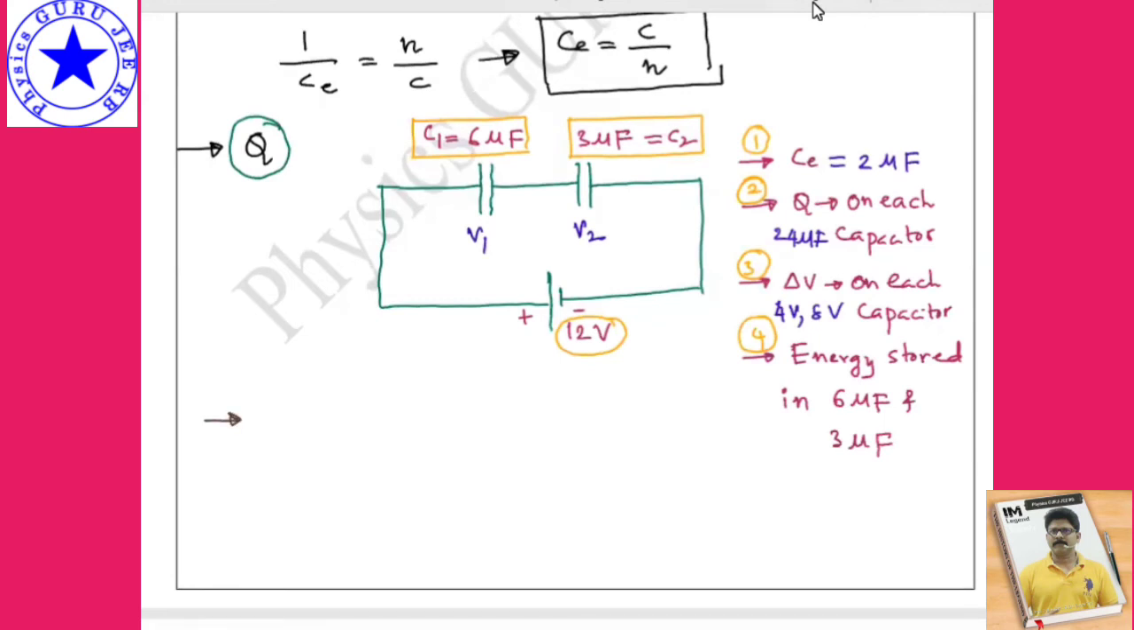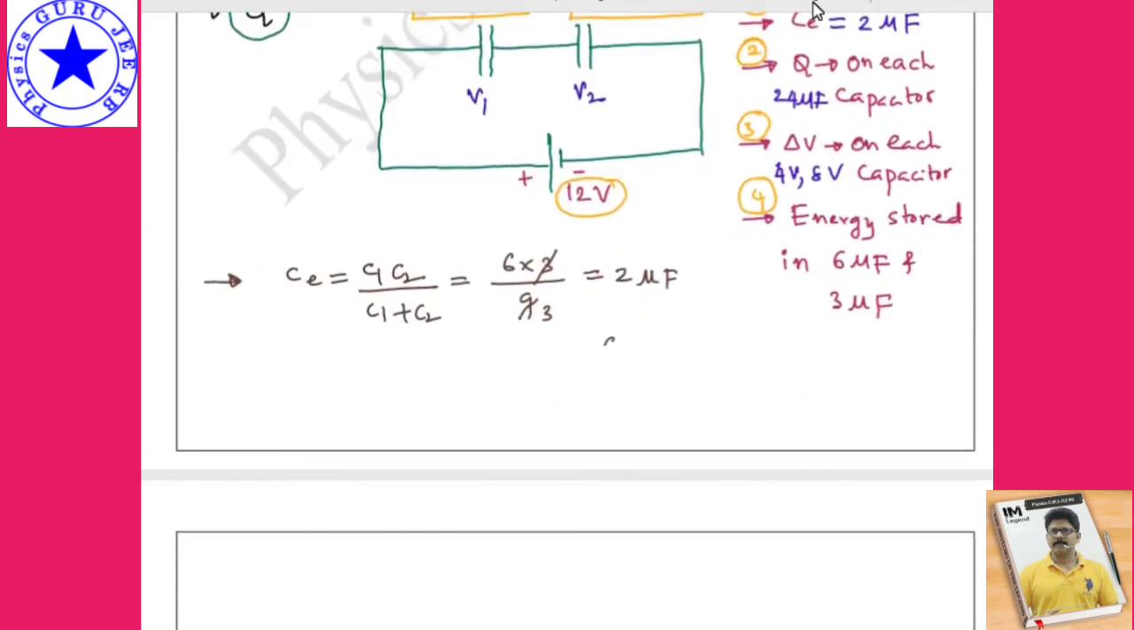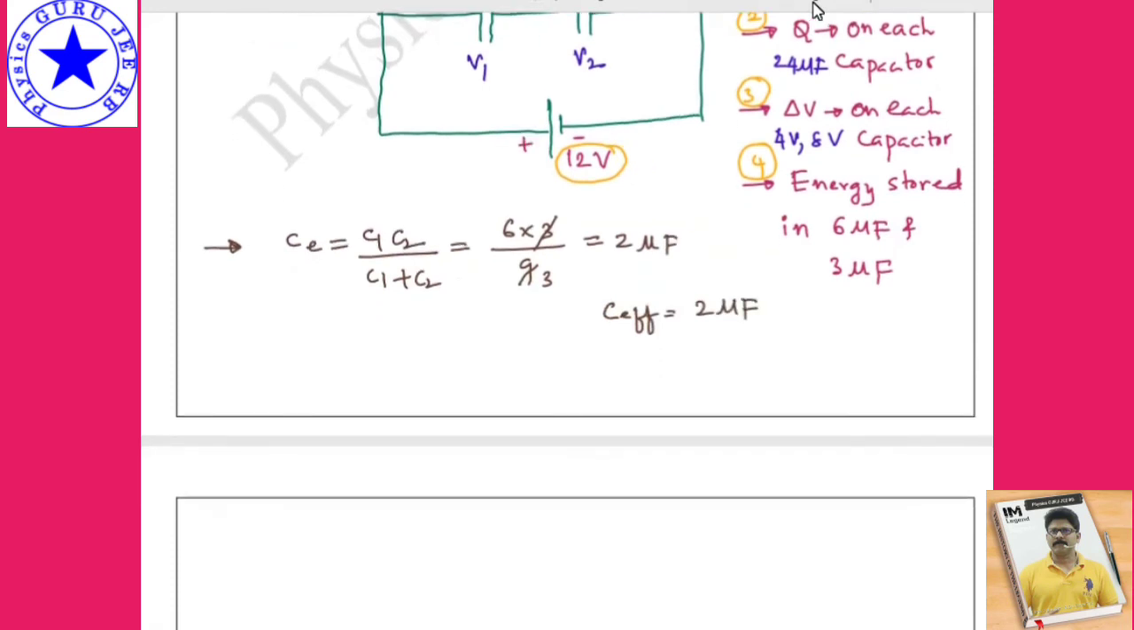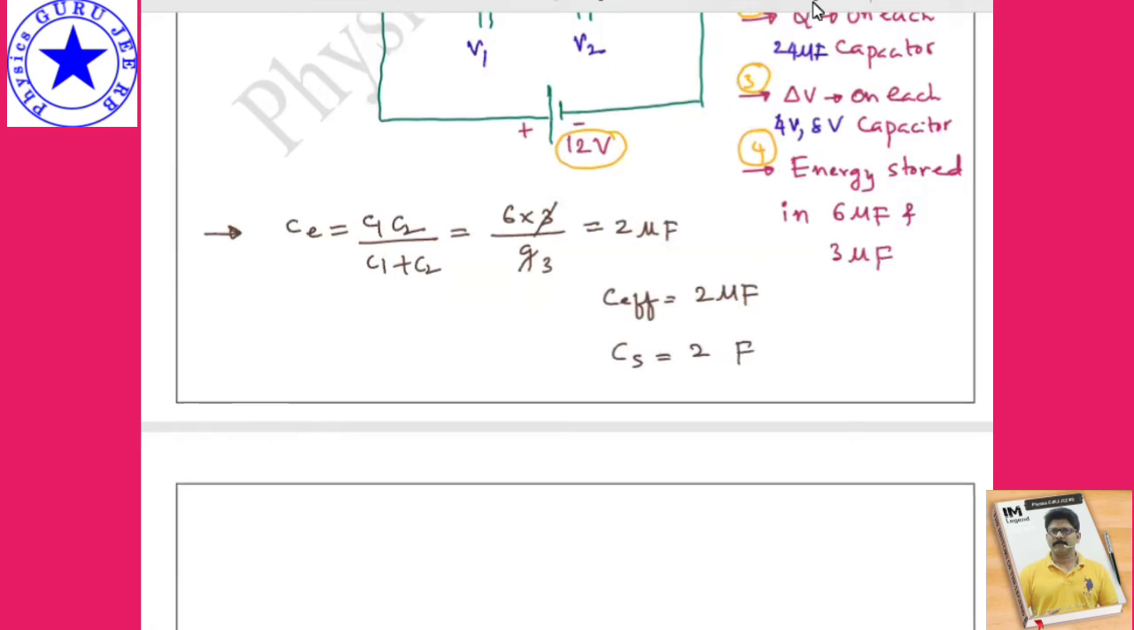If I take effective capacitance directly, two capacitors are there. We can use C effective equal to C1 C2 by C1 plus C2. That is 6 into 3 divided by 6 plus 3, which is nothing but 18 by 9, which is 2 microfarads. So one thing we got. Now C effective is equal to 2 microfarads, right? Or we can also write C in series is 2 microfarads. Is this clear, all of you?